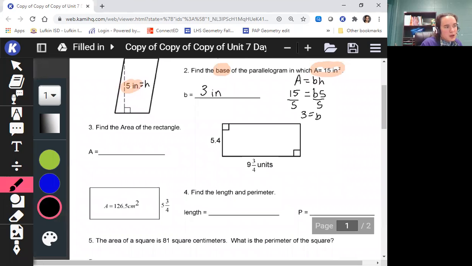Next up, we are looking for the area of the rectangle. Remember that area of a rectangle is base times height. So our base is 9 3/4. Our height is 5.4. So we'd have 9 3/4 times 5.4. Remember, 9 3/4 is the same as 9.75.